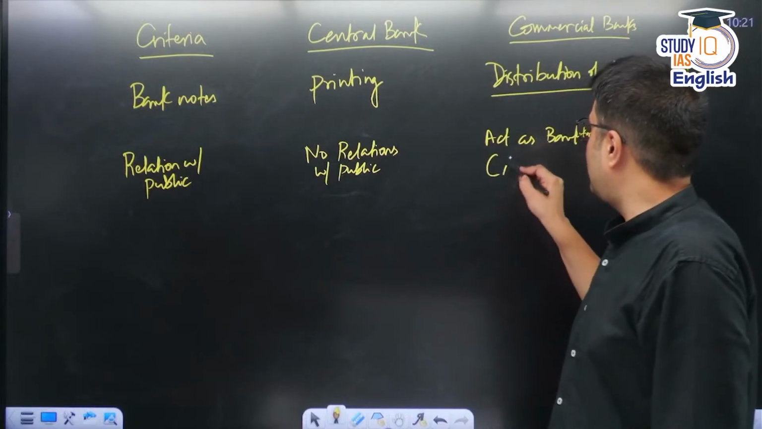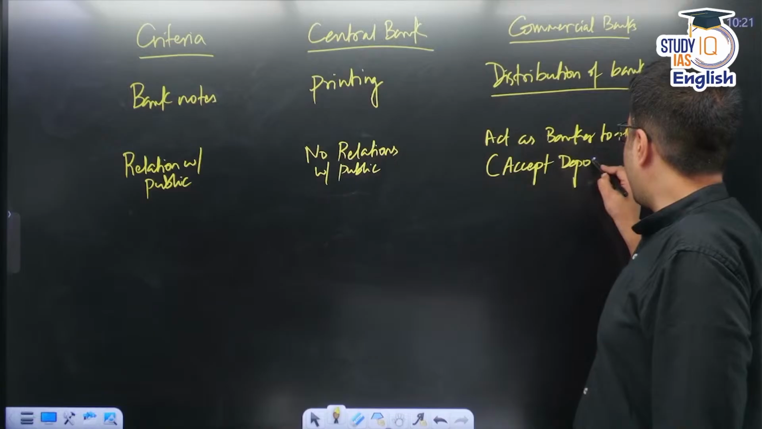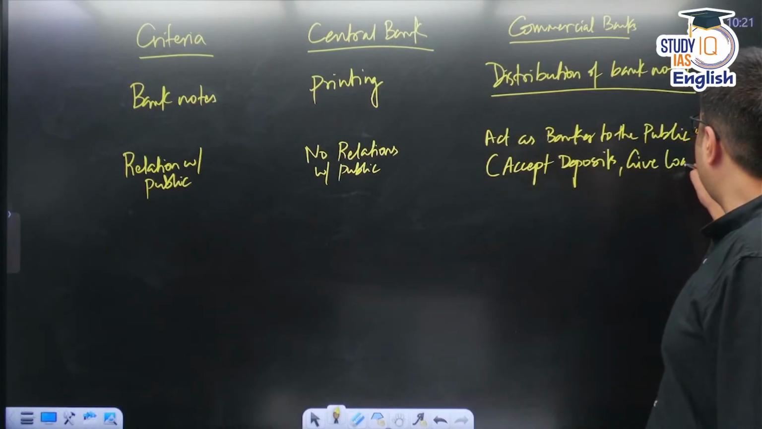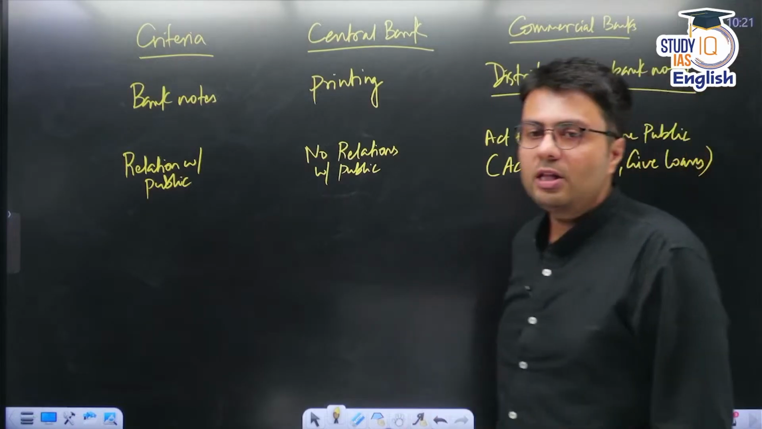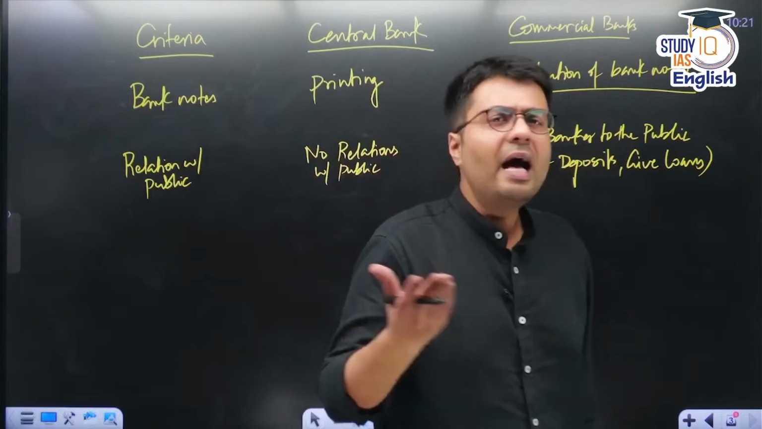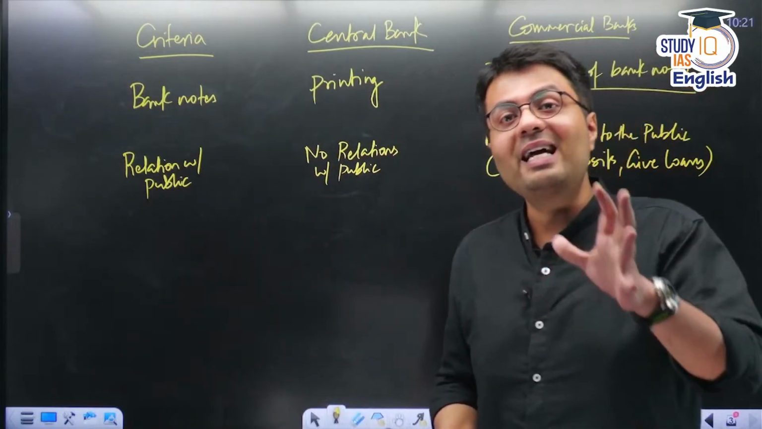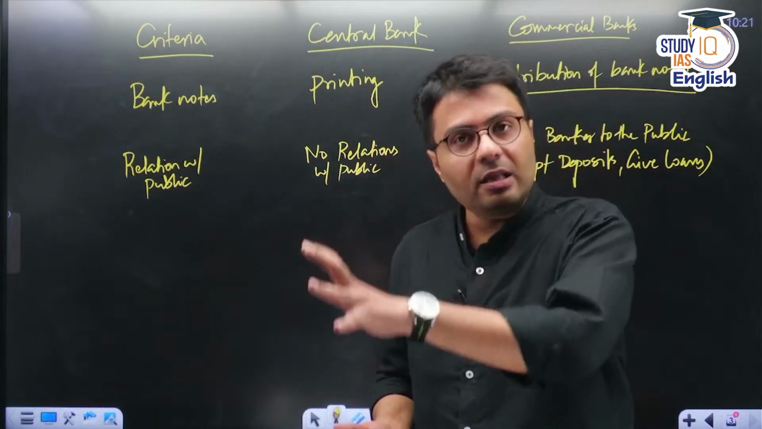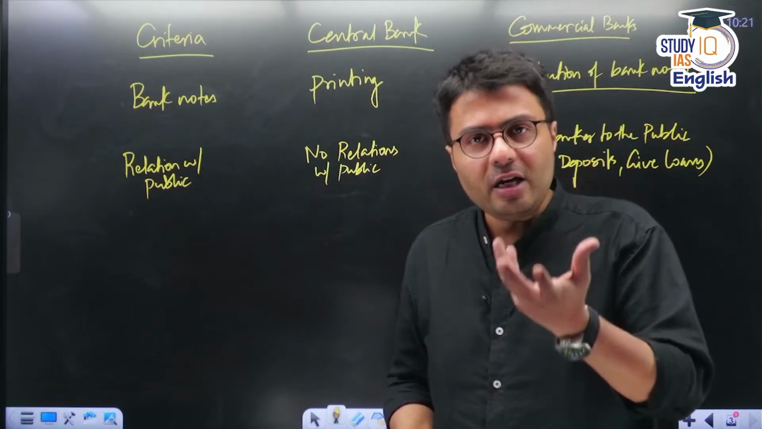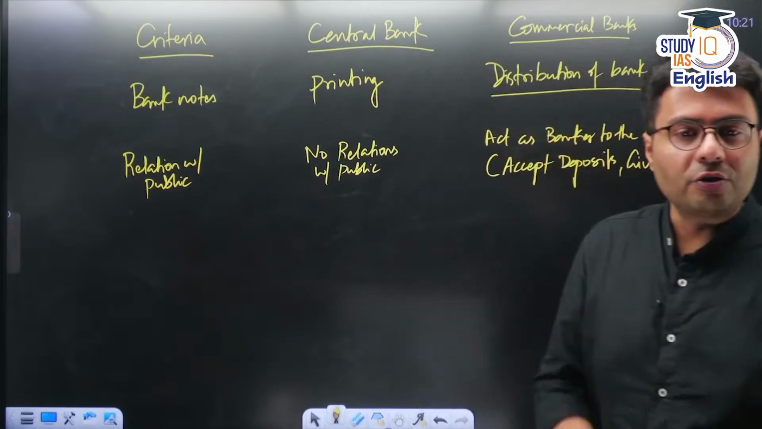So these banks accept deposits, and on the other hand also give loans to customers, right? So this is another difference between commercial bank and central bank. Central bank has no relations with public. It acts as a banker, but it acts as a banker to government and other banks. On the other hand, commercial banks are acting as a banker to commercial enterprises, to individuals like you and I, right? So this is another difference.